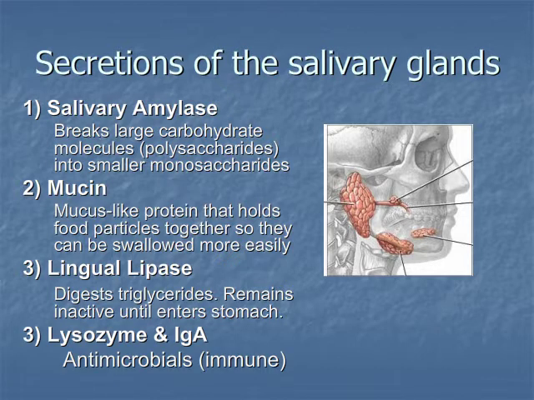And finally, the last secretion of the salivary glands is something called lysozyme and immunoglobulin A. These are antimicrobial proteins that are there to ward off infection and prevent bacteria from basically moving from our mucosal layer into the underlying layers and infecting the entire digestive system.